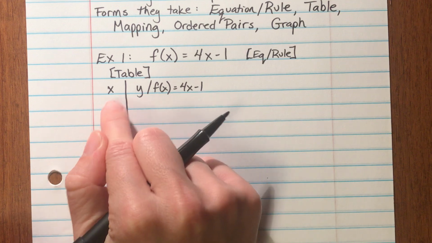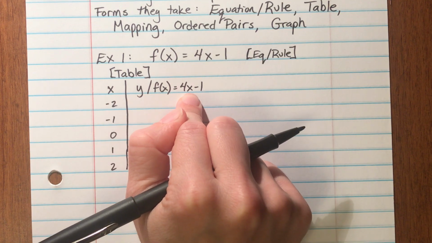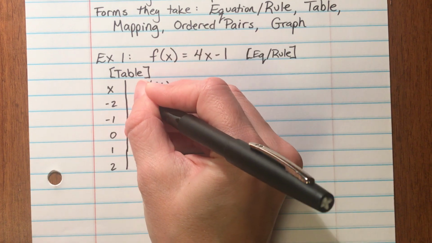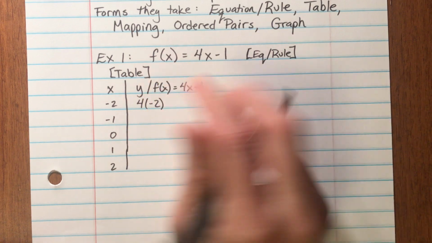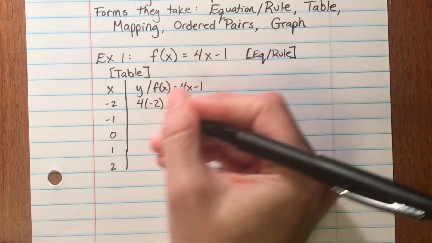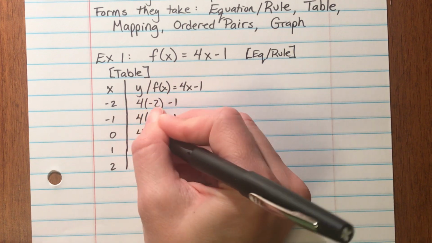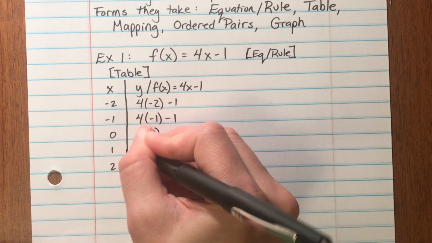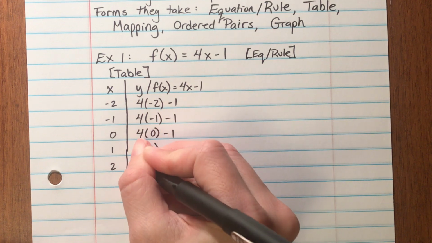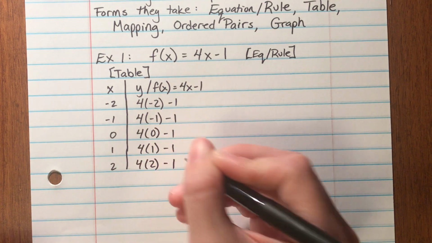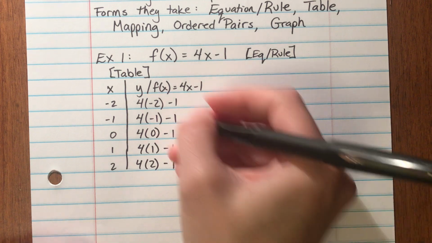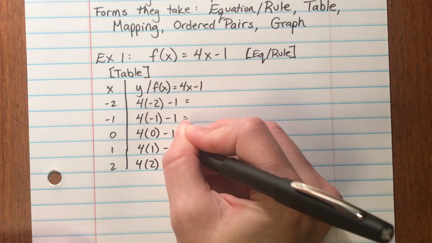And so what we're going to do is plug in each of these input values into this rule like we did last week. So this first one is going to be 4 times -2. Drop a -2 in for the x, minus 1. Then we're going to have 4 times -1 minus 1, 4 times 0 minus 1, 4 times 1 minus 1, and 4 times 2 minus 1. And so we're going to get those output values for each of those.